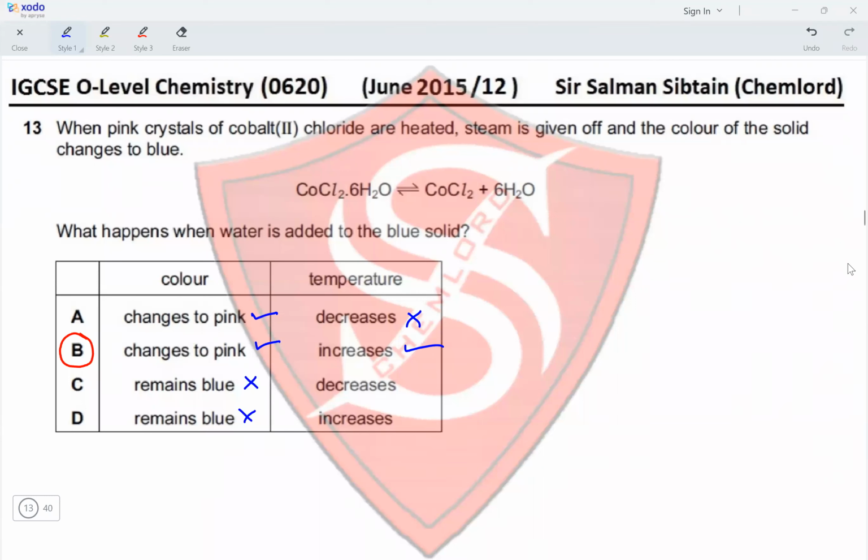Another reason why the temperature will increase is because when the pink crystals were heated, the water was removed. So when water is added, the energy that was taken in to remove water will be released now, because water will add on to the crystal lattice. So this is another reason why the temperature increases.